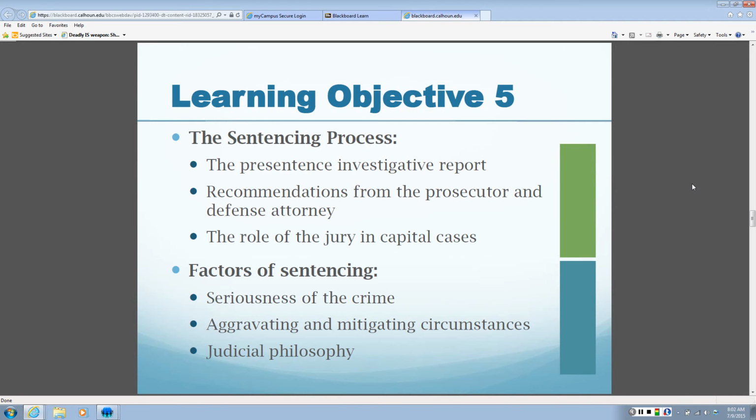And also the judicial philosophy. Some judges are law and order judges. Some judges are rehabilitation judges. So it just depends on what that particular judge wants to do, to a certain degree, in regard to how they're going to sentence somebody.